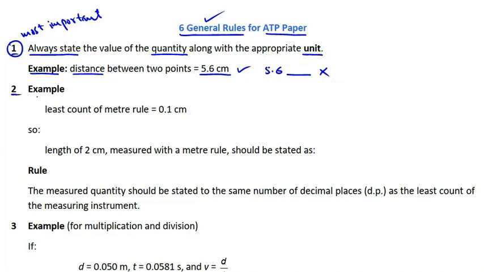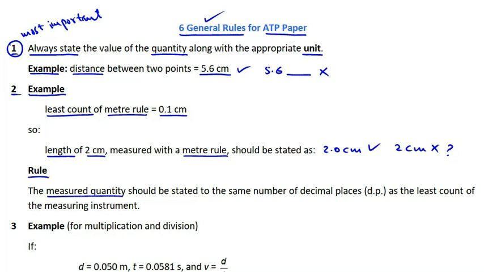Let's learn the next rule with the help of an example this time. Students, we all know that the least count of a typical meter rule is 0.1 centimeter, right? So a length of 2 centimeter measured with a meter rule should be stated as 2.0 centimeter and not as just 2 centimeter. Let me explain why. Actually, students, the relevant rule here says that the measured quantity should be stated to the same number of decimal places as the least count of the measuring instrument.